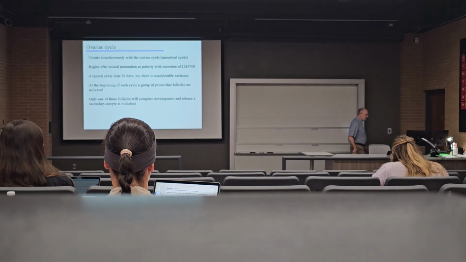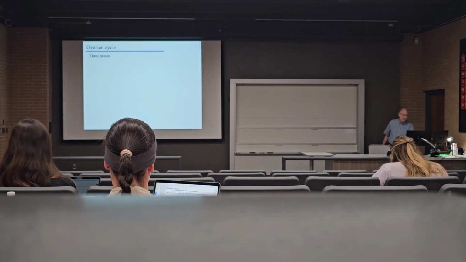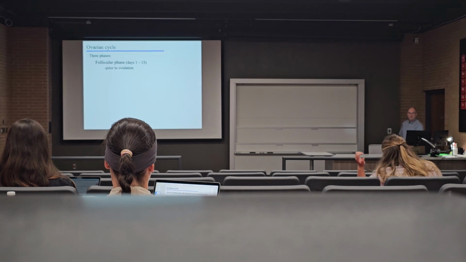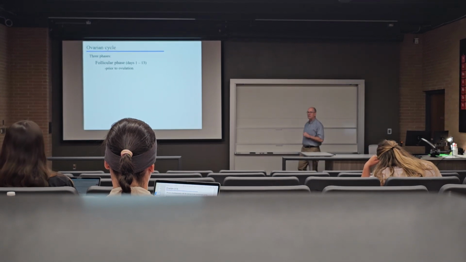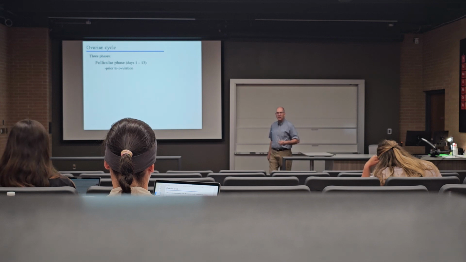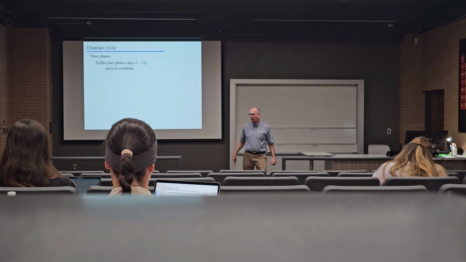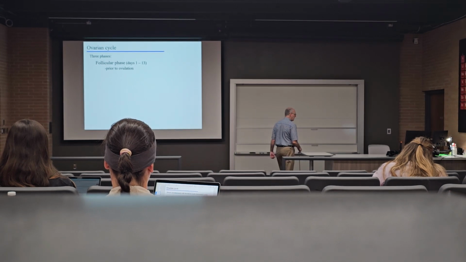And the ovarian cycle itself is divided up into 3 phases. First of all, we have what is known as the follicular phase. That's the first half of the cycle roughly, days 1 through 13. This is before ovulation occurs. By the way, day 1 is defined as the first day of menstruation. And so the follicular phase begins before ovulation.